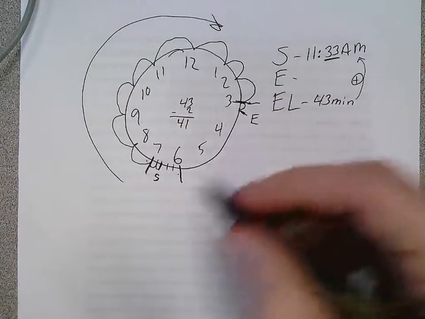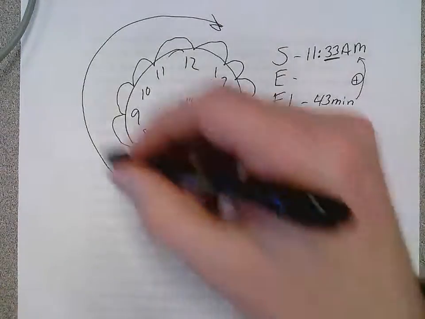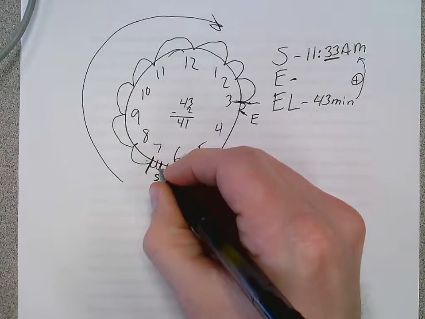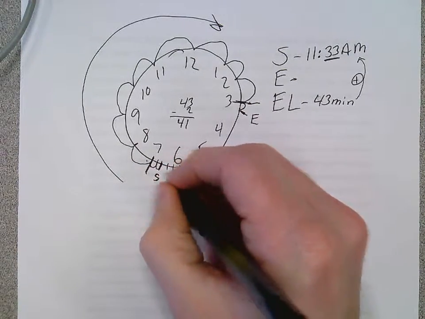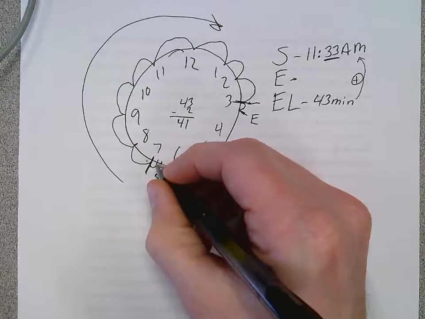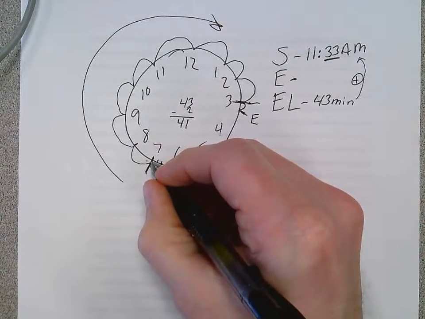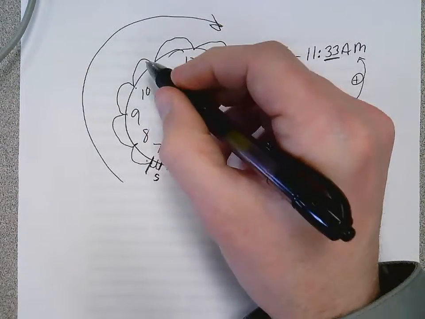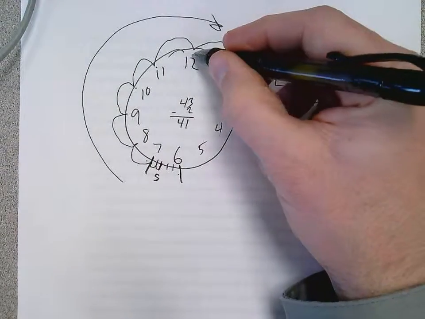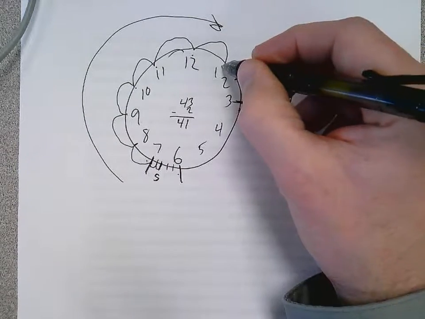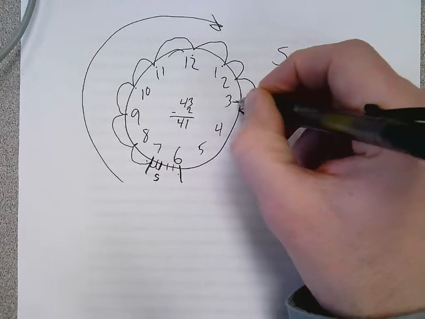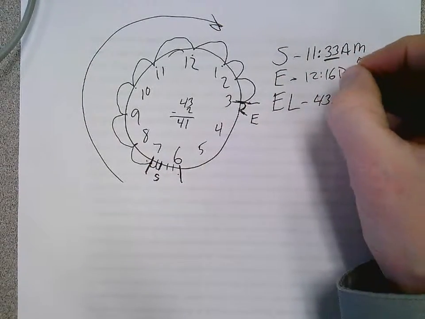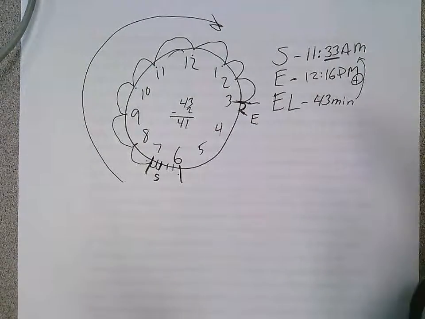Now, the last step is I start at my start time, and I figure out what my end time is by counting right along. So 11:33, counted by 1 minute here in between my 2 big tallies. 11:33, 11:34, 11:35, 11:40, 11:45, 11:50, 11:55, 12 o'clock, which is noon, 12:05, 12:10, 12:15, and 1 more minute, 12:16. And this is going to be PM because I crossed noon.